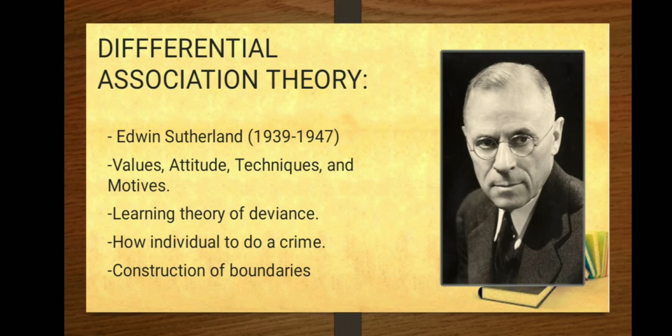Based on criminology, differential association theory is an interaction with others in which an individual will learn the values, attitudes, techniques, and lastly, the motives on how to become a criminal. This theory talks about the learning theory of deviance and focuses on how the individual will learn to become a criminal, and also on the construction of boundaries between the society and the persons.